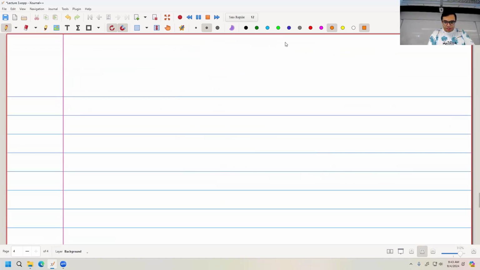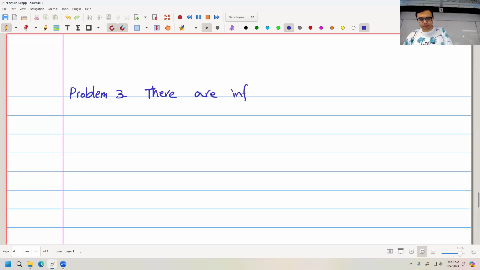Let's do another one. So this is our third problem. Let's do this. There are infinitely many prime numbers. Again, I'm assuming that you know what prime numbers are. I want to prove that there are infinitely many prime numbers. Okay. How would you prove this?